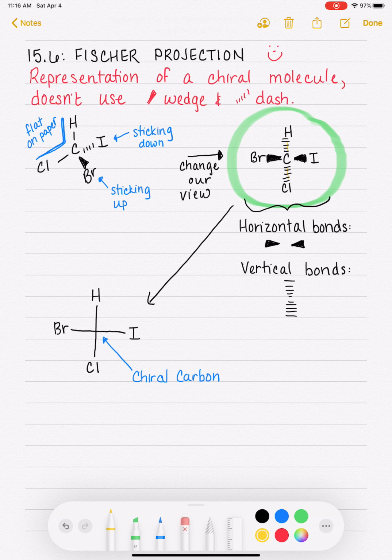And the horizontal bonds we know are wedges. And the vertical bonds we know are dashes. Because we all agree that the horizontal bonds are going to be wedges and the vertical bonds are going to be dashes, we don't actually have to draw them. When we look at it, we just say, oh yeah, I know these bonds right here are wedges, because we all use the same notation. And these bonds right here are dashes.